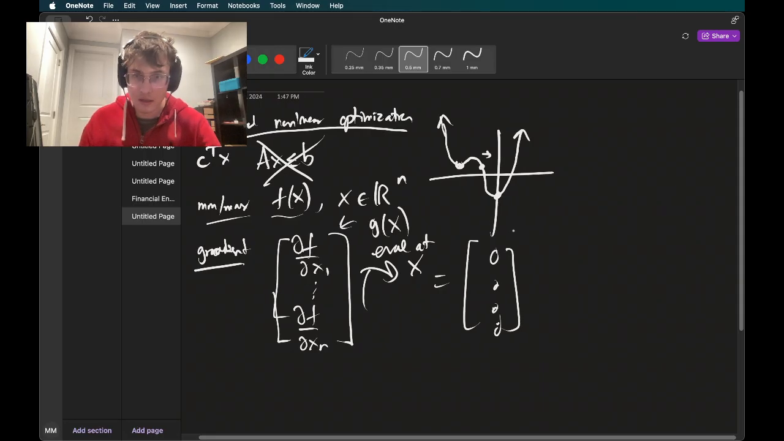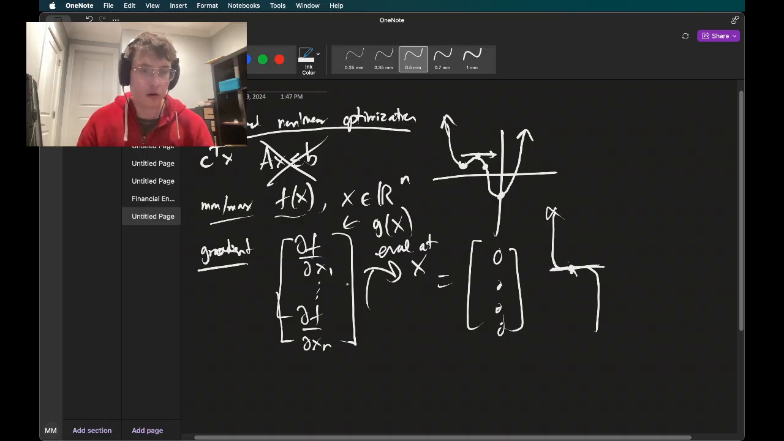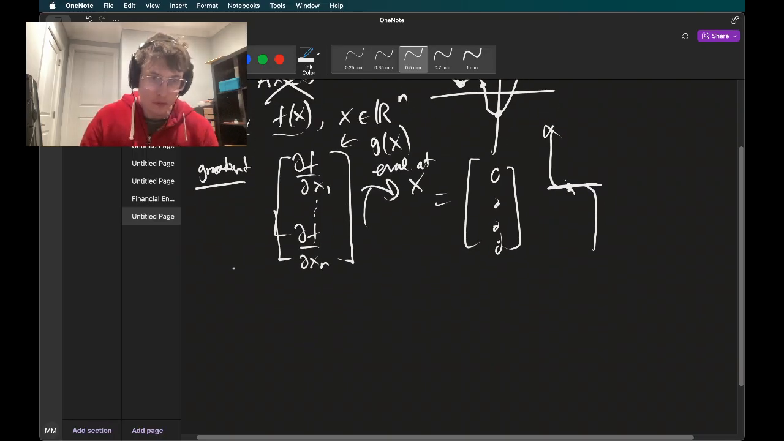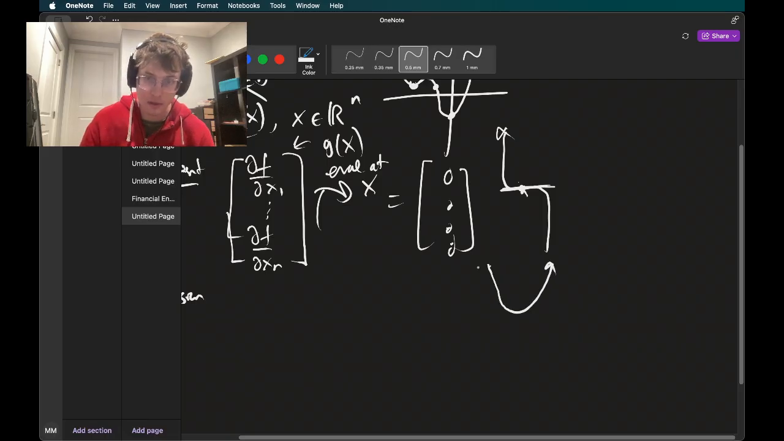It doesn't necessarily tell us that it's a local minimum, because there are examples like this where clearly the slope is 0 here, but it's actually a local maximum. It's not a local minimum. And there are also examples like this where it's neither a local maximum nor a local minimum, but the slope right here is 0. So in order to answer this question, we need to understand when the function is curving upward, like a bowl. So this is clearly a local minimum.